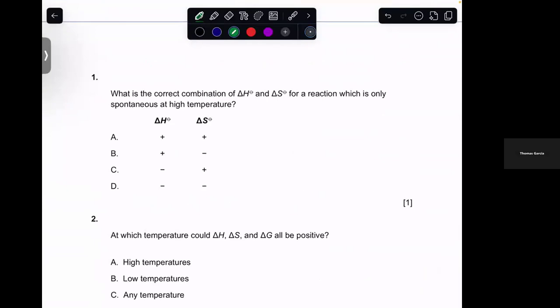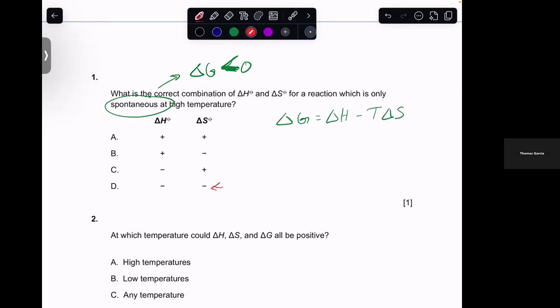So starting with number one, what is the correct combination of delta H and delta S values for a reaction that is only spontaneous at high temperature? For spontaneity, we're looking at delta G, Gibbs free energy, and that must be less than zero to be spontaneous. So we're looking for a delta G value that is less than zero. We know that our equation for delta G is equal to delta H minus T delta S. So in this case, we can go through each example and see how it would affect it.